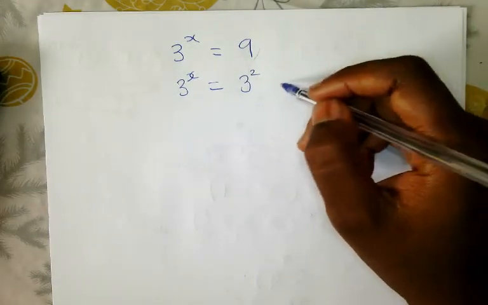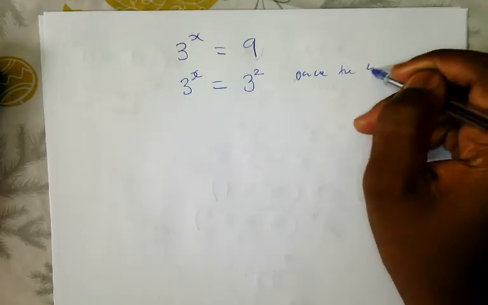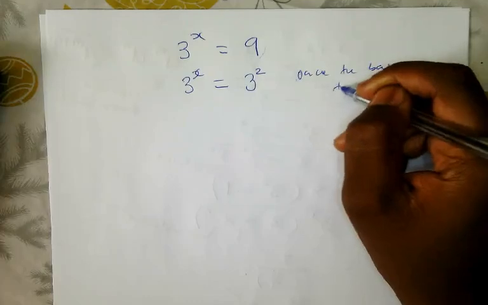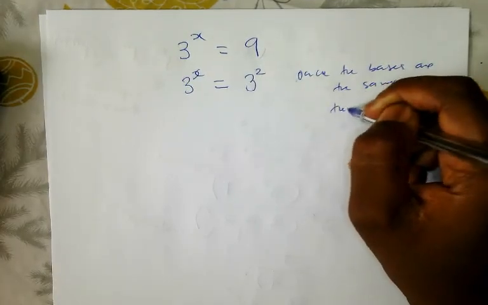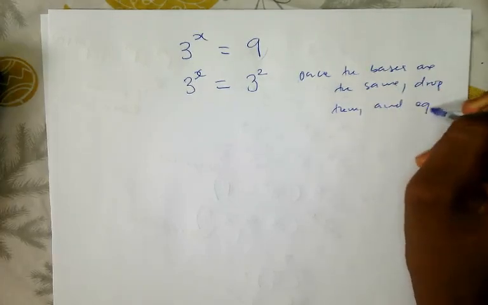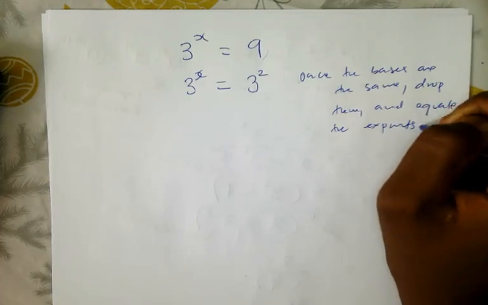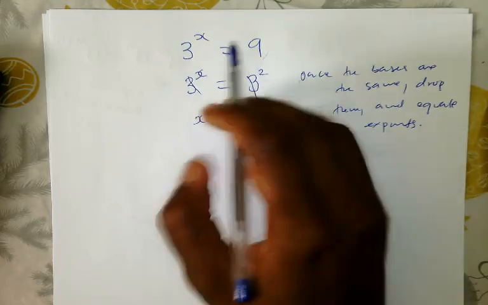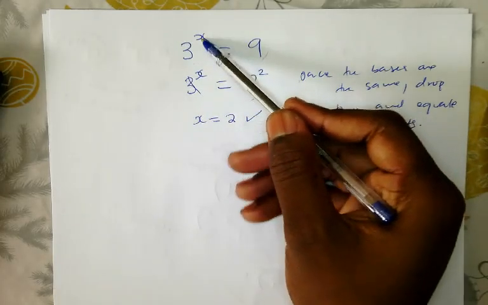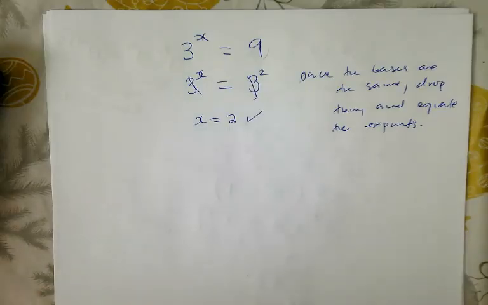So once the bases are the same, drop the bases and equate the exponents. So we're going to drop this and then just equate the exponents. So meaning x is 2. If I put a 2 there, I should get 9. So the same principle applies, just that now we have to add some spice to the thing.